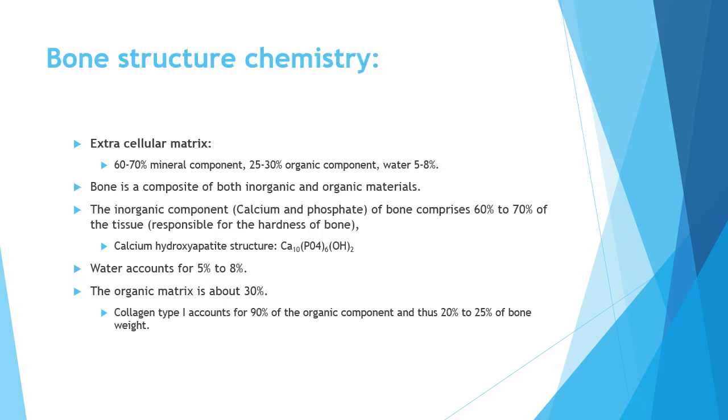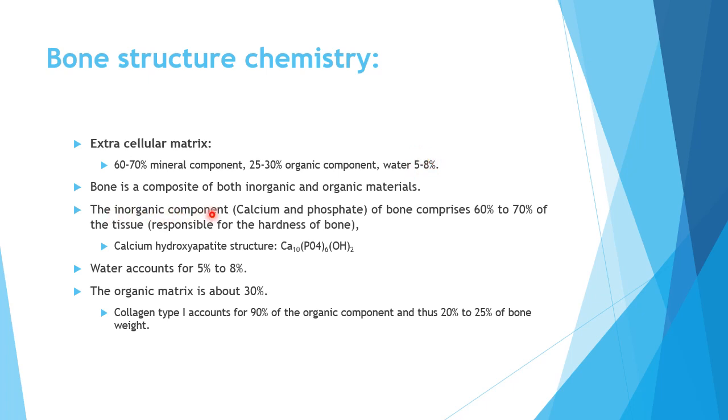Now let's speak about the chemistry of the bone structure. So the extracellular matrix has more than half, 60 to 70%, mineral component, or what we call inorganic, and there is a 30% organic matrix, and the water content is relatively small, 5% only. When we go to the cartilage, we'll notice that the water content in the cartilage is much higher than bone. So again, inorganic or mineral is 60 to 70. Organic component, the matrix, is about 30%. Water is a small 5 to 8%.